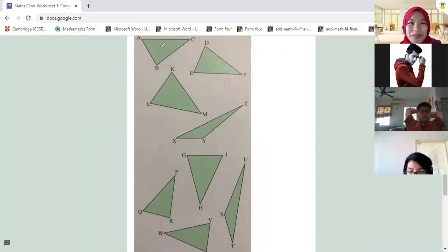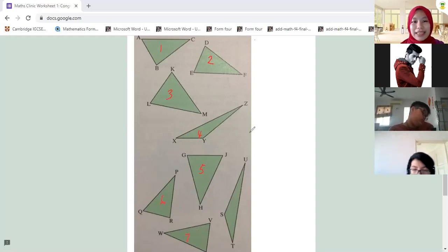Okay, good. Triangle 1, triangle 2, triangle 3. I gave names for them. Triangle 4, and then triangle 5, triangle 6, triangle 7, and triangle 8. Can you match and pair the triangles?